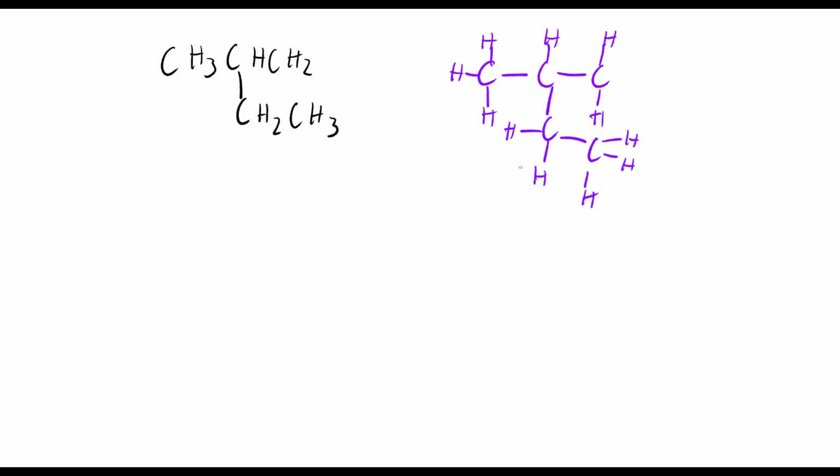Okay, so now we count the longest chain for it. So we will say 1, 2, 3, and 4, right? And if you want to do a line structure, it's going to look like this. 1, 2, 3, 4, and kind of like a CH2. So we have 1, 2, 3, 4, so this is actually a butane.